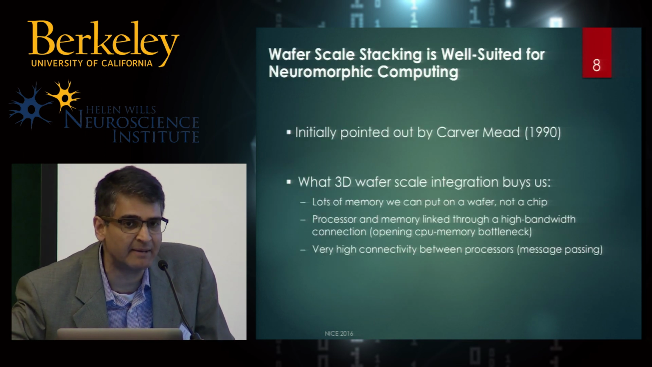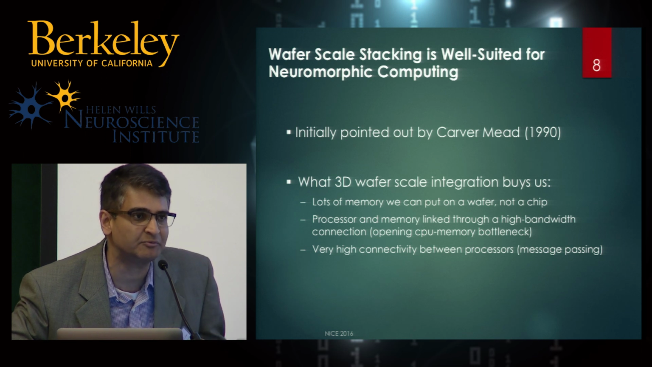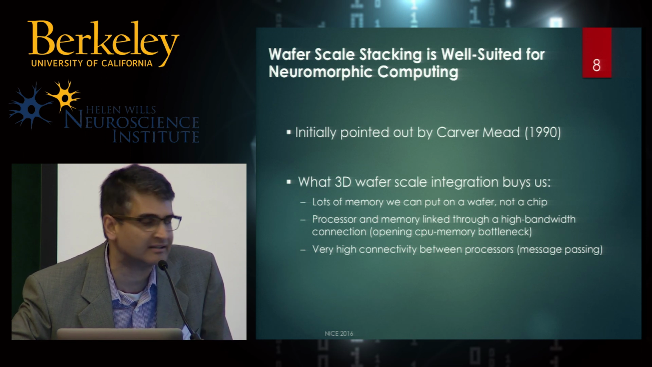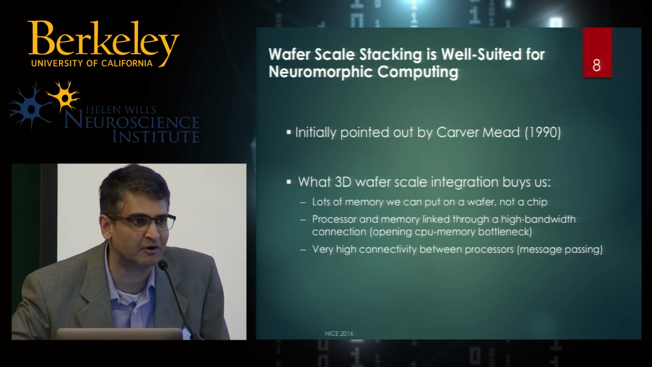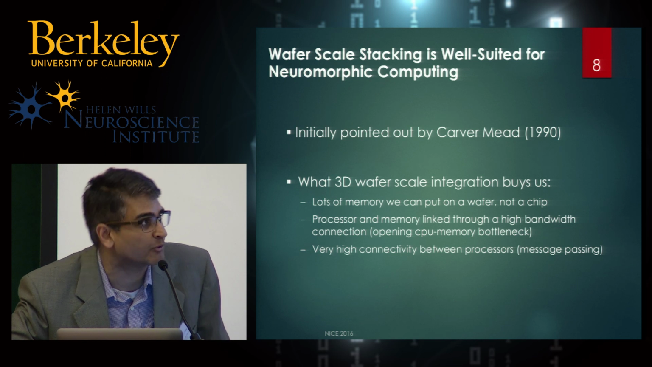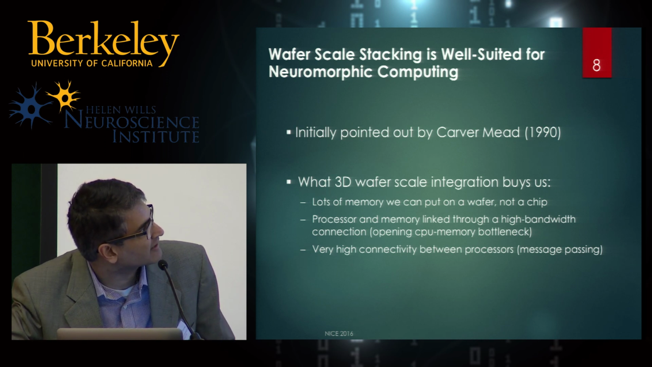Actually, in his classic paper, Carver Mead pointed out two potential very interesting technologies for neuromorphic computing. One of them is analog, and I know that there are lots and lots of groups who are already working on this, so we decided to look at the other one, which is indeed wafer scale integration.